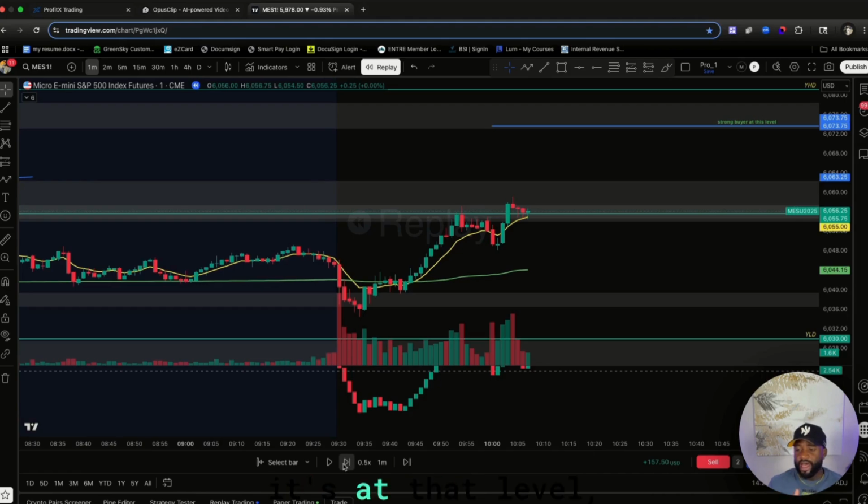Now, again, it's at that level, right? That mid-range level from the previous day's range, right? So I'm going to put less risk on it. I'm probably going to go in with about 2 contracts, and I'll show you where I'm going to put my stop loss. So let's see, right?